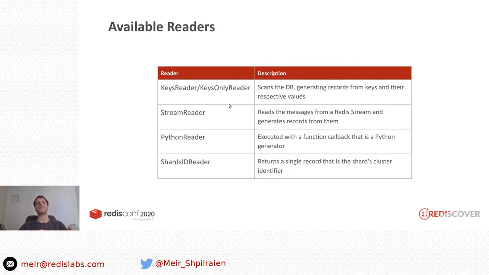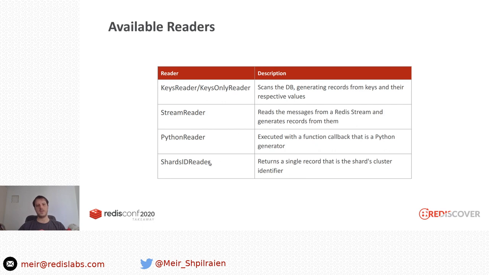We can say we have five types of readers. We have the keys reader and the keys only reader that basically read keys and values from Redis. You can also use the keys only reader for performance. If you don't need the value, there is no point in reading the value, and the keys only reader will supply you only with the key names. Now we have the stream reader. The stream reader can read the Redis stream data type and give you the data inside the stream. We have the Python reader. The Python reader allows you to write readers in Python, so you can basically read from wherever you want. You can read from a file system or from another database, even from another Redis.